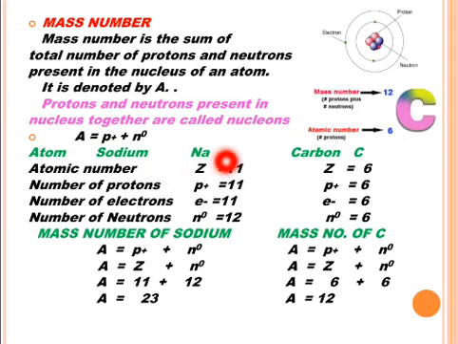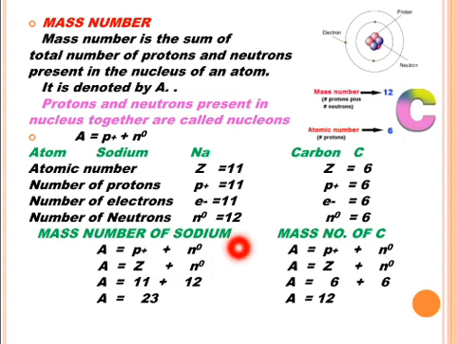Let us take one example of sodium atom. Atomic number Z is equal to 11, because atomic number is represented by capital letter Z. Number of protons are 11, number of electrons are 11 and number of neutrons are 12. So how to calculate the mass number of sodium? By adding the number of protons and number of neutrons. So mass number of sodium is calculated as the sum of 11 plus 12, which is equal to 23.